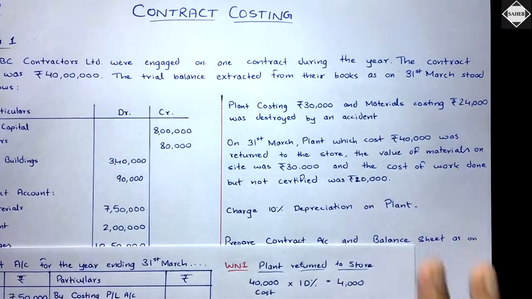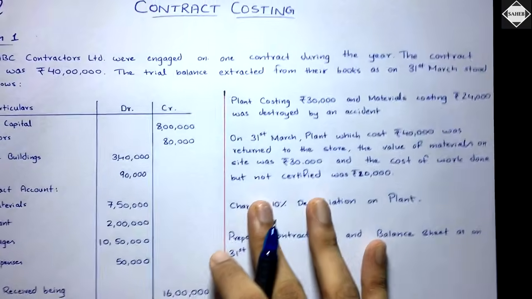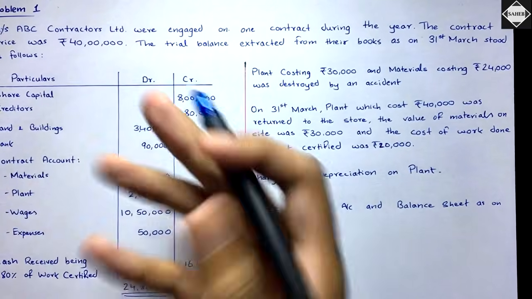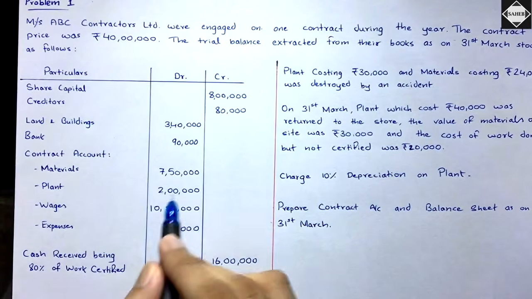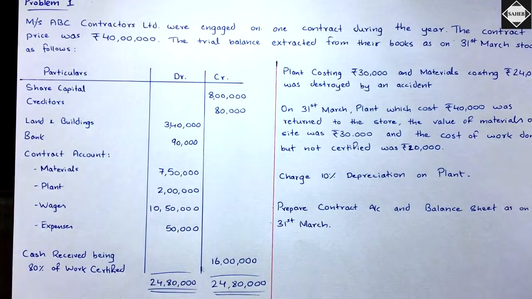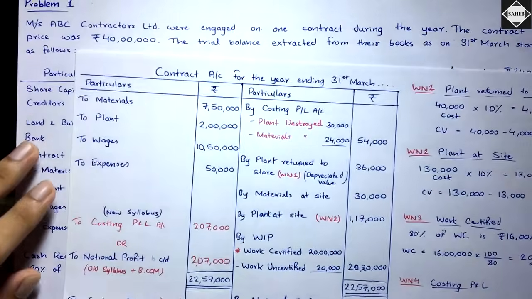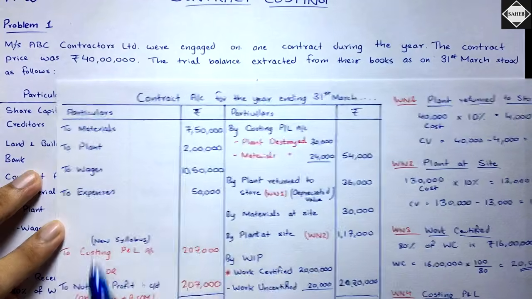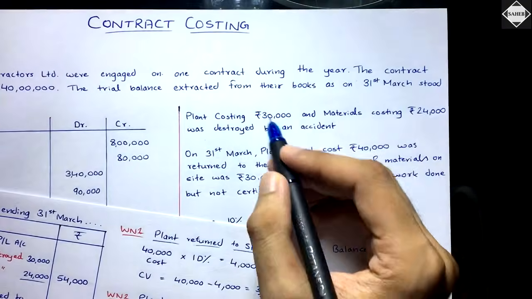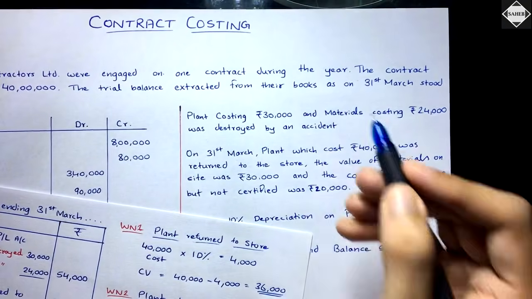See here, let's solve this. The first thing you are going to do is take all the expenses, materials and plant that you have put into the contract. Material 7,50,000, plant 2 lakh, wages 10,50,000, expenses 50,000. All of these will come on the debit side of contract account. Simple. And as I said, the abnormal losses will come on the credit side.